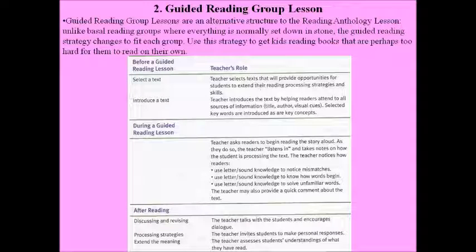And then you can also use guided reading, right? Number one, this is a second way to use Basals: guided reading group lessons. Guided reading group lessons are an alternative structure to the reading anthology lesson. Unlike Basal reading groups where everything is normally set in stone, the guided reading strategy changes to fit each group. So you use this strategy to get kids reading books that are perhaps too hard for them to read on their own. Before the guided reading lesson, you select a text and you introduce the text. Then during the lesson, here are some bulleted comments in Flint's textbook as to what sorts of things you might do at each one of these stages: before, during, and after.